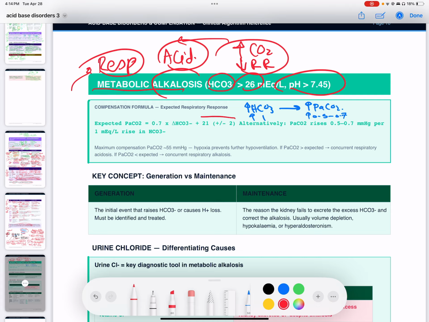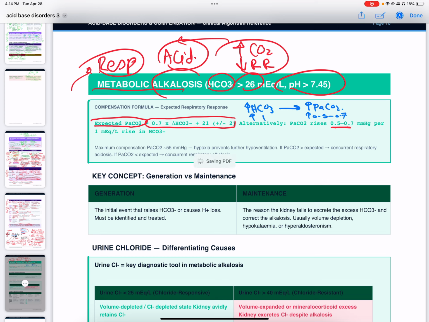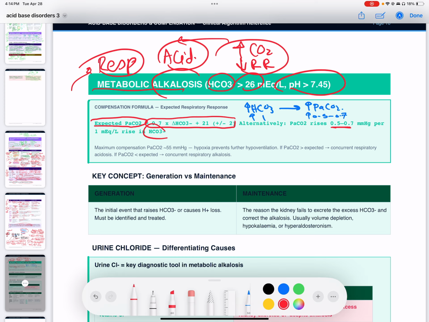So you can either use this equation to calculate the expected PCO2 for the compensation, or you can just use this. I think it's simpler, which says you have a metabolic alkalosis, so you have an increase in the bicarb. So for each increase of one in the bicarb, the PaCO2 should rise 0.5 to 0.7. And again, you have increased the HCO3, so what you'll do is increase the CO2. So if the normal level of CO2 is, let's say, 40, you can go up to 44, 45, etc.